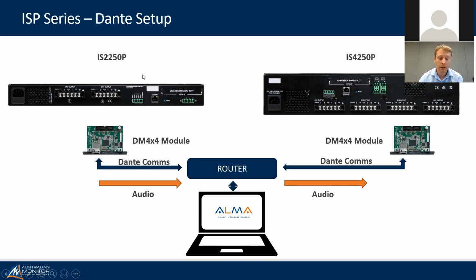So this could be a console mixer, a front-end DSP, for example. So I am just using two ISPs in this example because it's easy to show you the concept. But basically, any Dante source is then being configured to send the Dante audio stream to the IS4250. So that's the setup that we're about to walk through now. So I'm going to send audio from the 2250 to the 4250.